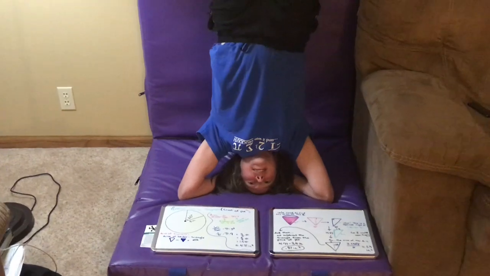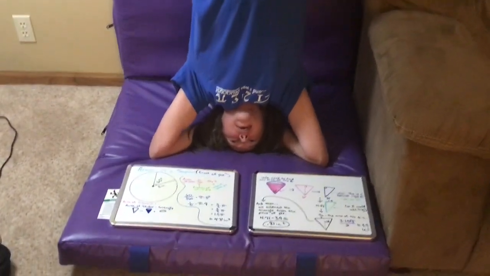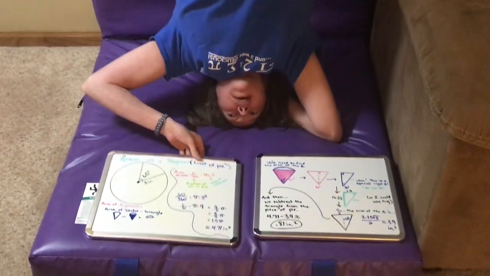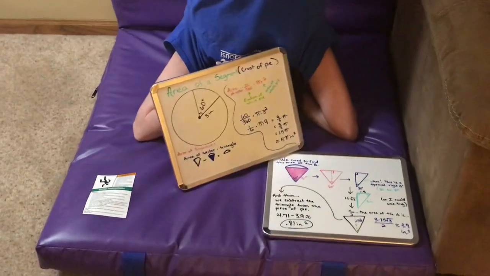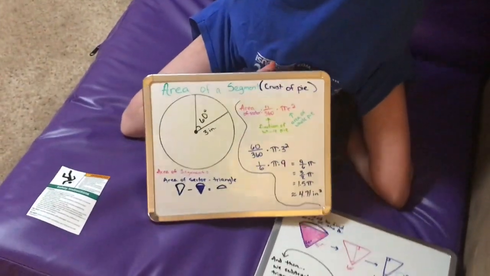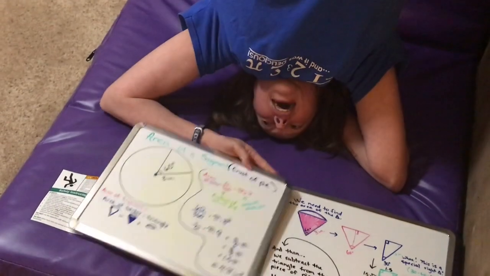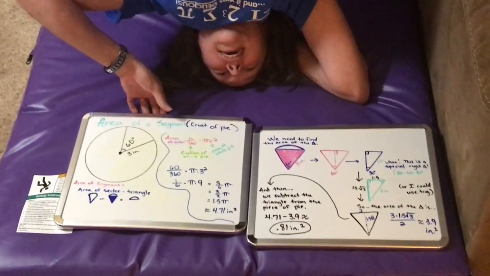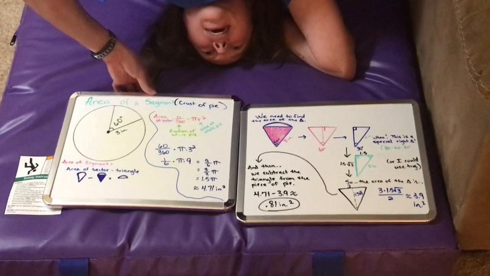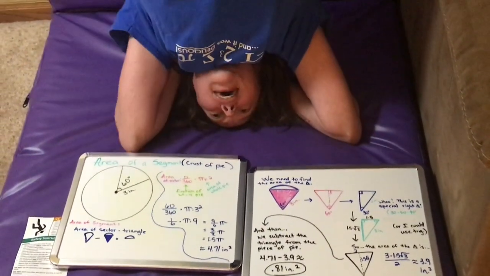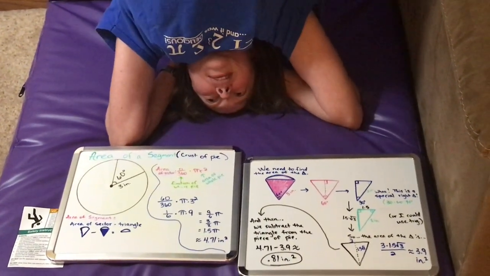So I'm gonna show you now the area of the crust. First we found the area of the piece of pie, right? So what we're gonna do now is find just the crust. We're gonna take that area of the piece of pie and subtract off the triangle. All right, so down here.